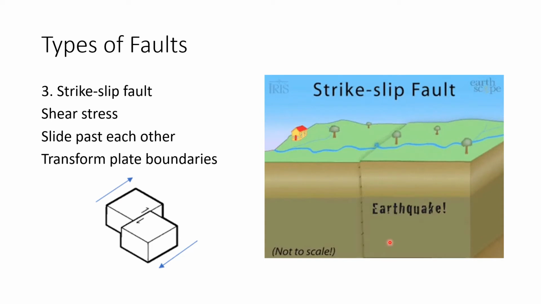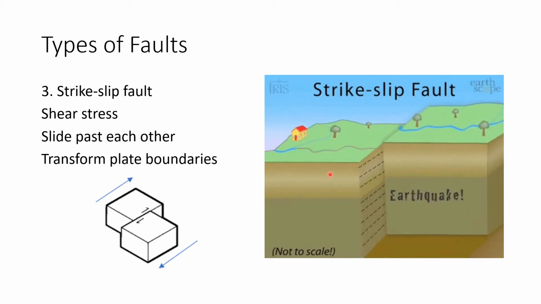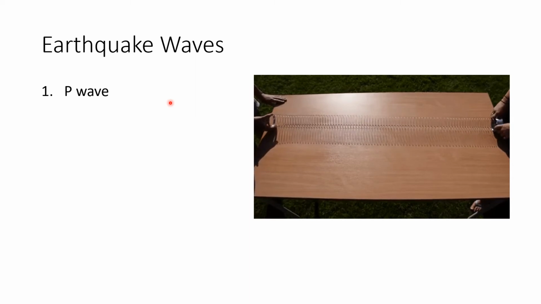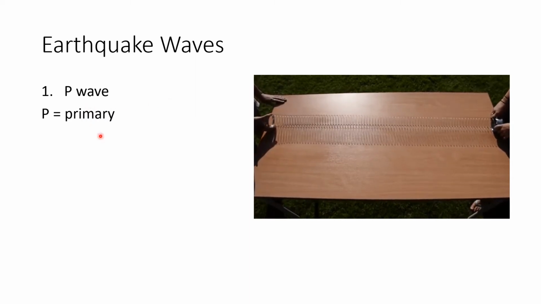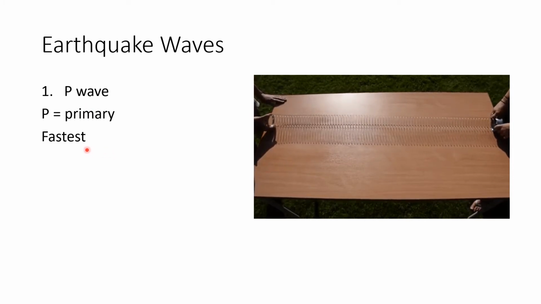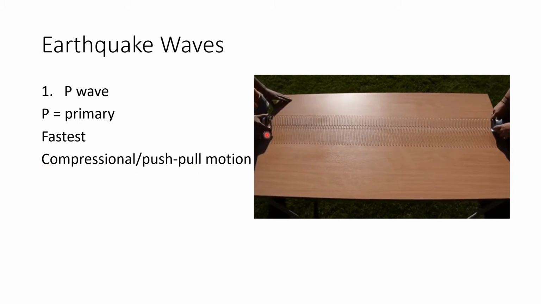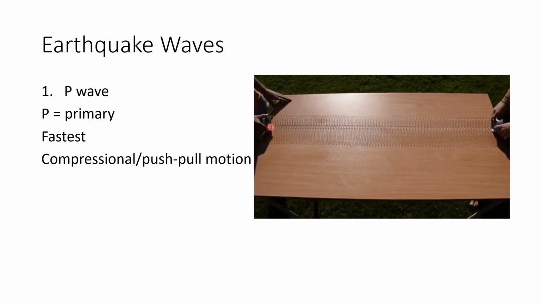As the energy is released here, the earthquake happens as the two blocks slide past each other in a shear motion. So the energy released by earthquakes travels in really specific wave patterns. The first we're going to talk about is the P wave. P stands for primary. These are the fastest type of earthquake waves, so they'll reach an earthquake recording station first. They move in a compressional or push-pull type of motion. So if you watch on this GIF, this is how the wave moves.